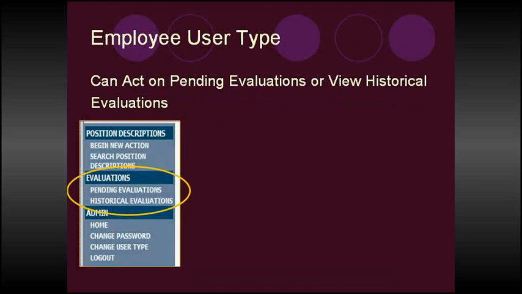So right now we're going to focus on the performance evaluation module, and in Great Jobs in the column on the left-hand side there's a section called Evaluations, and the employee user type can choose either pending evaluations for the current year, or if they want to view previous year evaluations they can select historical.